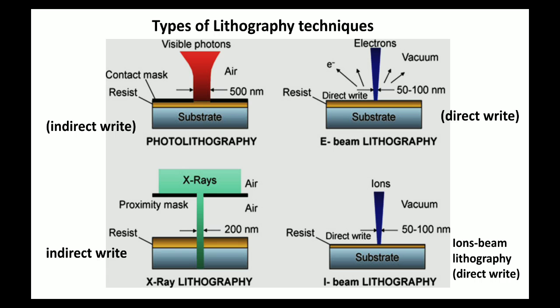So what are the direct writing methods for nanolithography? E-beam lithography and I-beam lithography. And what are the indirect methods of writing? These are photolithography and X-ray lithography.